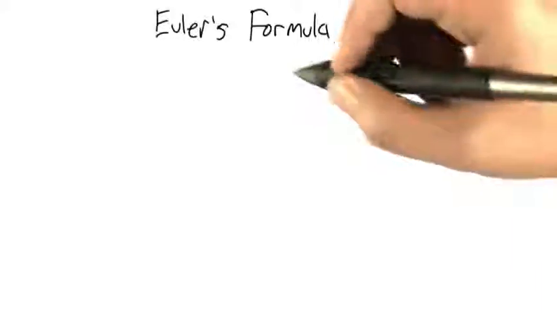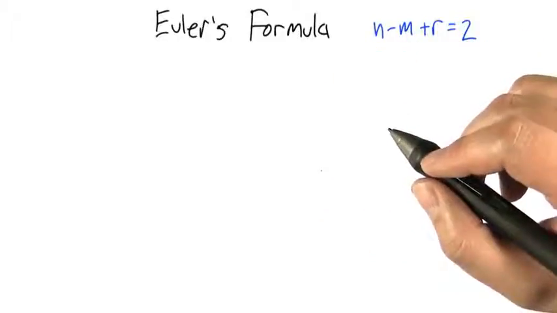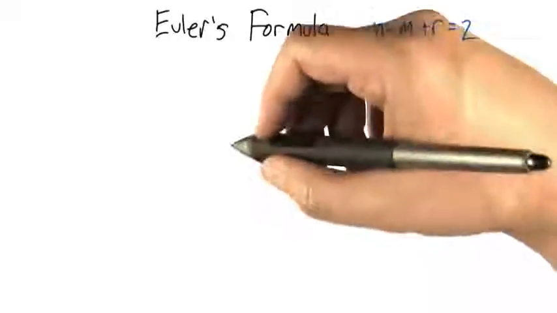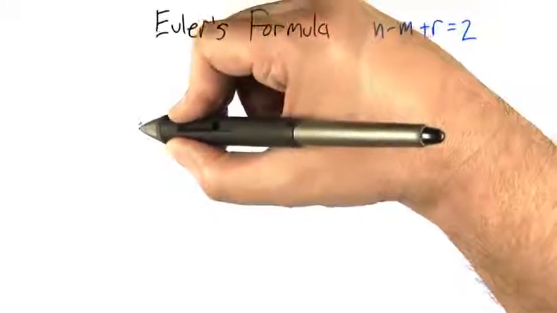All right, let's take a look at Euler's formula again. And what we're going to do is prove by induction that this holds. So we can build any planar graph by iteratively adding nodes and edges. So let's start off with the simplest thing, which is just a single node.